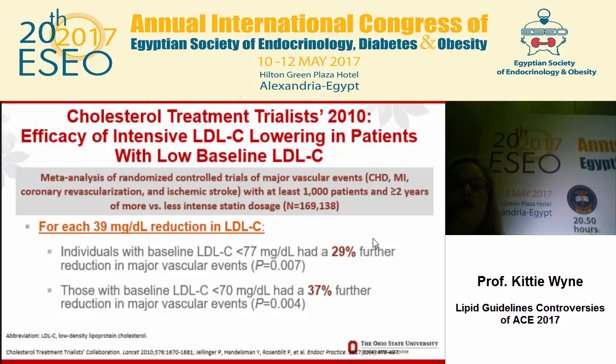It starts with the Cholesterol Treatment Trialists' analysis of intensive lipid lowering in patients with low baseline LDL in 2010. The conclusion of their meta-analysis was that even in people who have an LDL below 77, if you can get a 39 milligram per deciliter reduction in LDL cholesterol, you have a 29% further reduction in events. Even if their LDL at baseline is below 70, for that 39 milligram per deciliter reduction, there is a 37% further reduction in events. So this is very important.